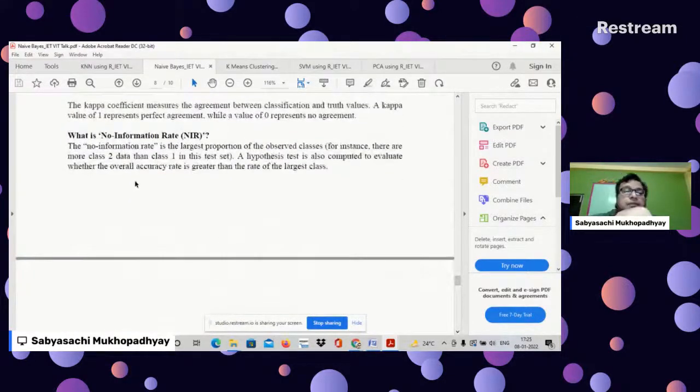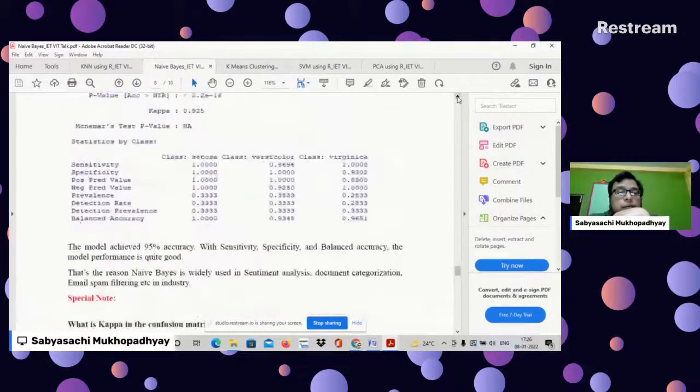What is the no information rate? The no information rate is the largest proportion of the observed classes. A hypothesis test will compute and evaluate whether the overall accuracy rate is greater than the rate of the largest class or not. So here you see the no information rate, NIR.